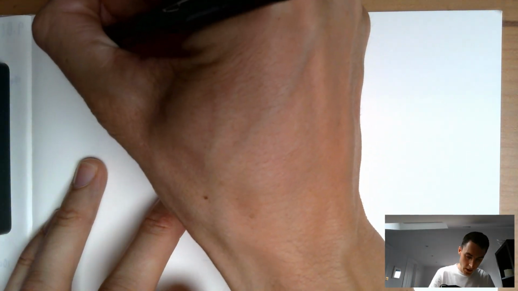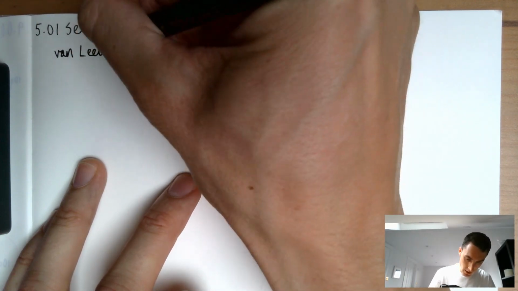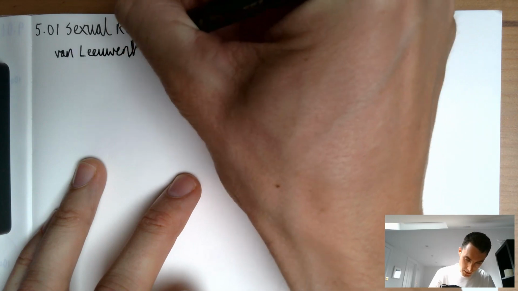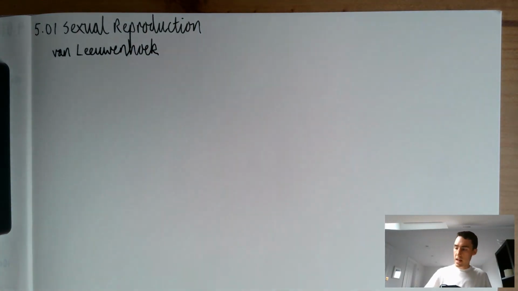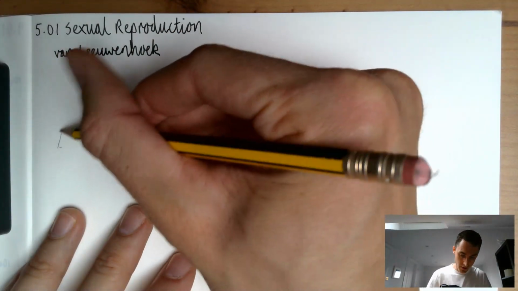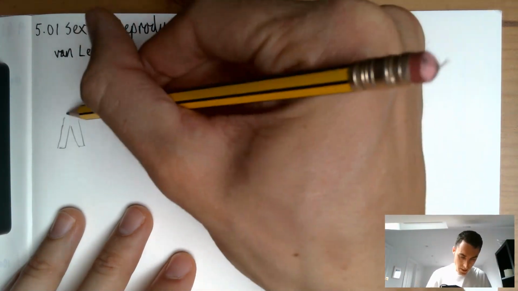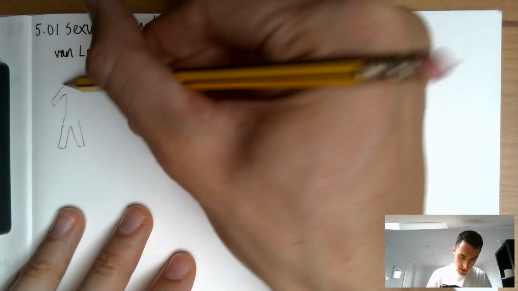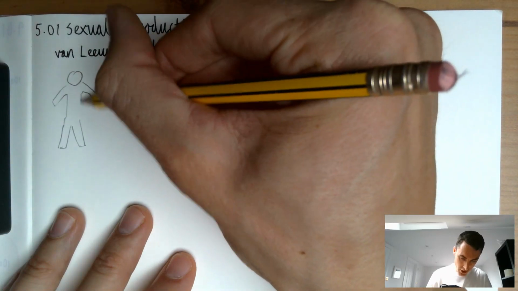So I'll start with Van Leeuwenhoek. Not an easy name to spell. I had to practice it a lot yesterday when I was planning this lesson. So Van Leeuwenhoek had this idea that, okay, well, we know that reproduction happens when a man and a woman have sex. And again, in this lesson, I've said something about sexual reproduction.